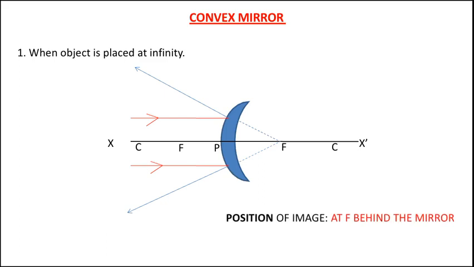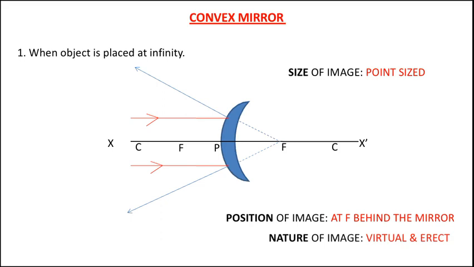So the position of the image is behind the mirror at the focus. The size, you can see easily, is point-sized or highly diminished. And the nature is virtual and erect, because we have extended the line to make the image.